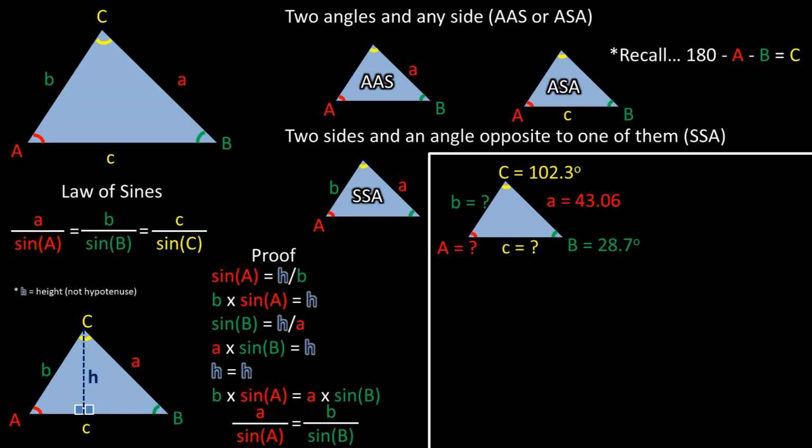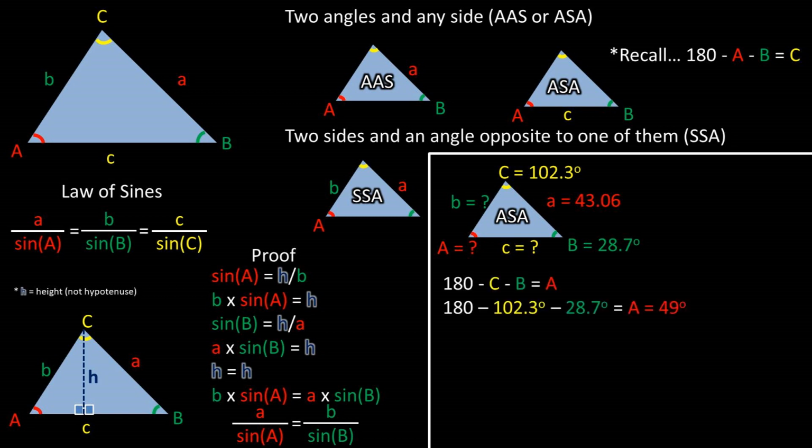Now let's do an example where we are given an angle B, which is 28.7, A length, which is 43.06, and a C angle, which is 102.3. Take a minute and pause here to try and solve the problem for yourself. So first, we must use our knowledge that this is an angle side angle triangle, so we can use the law of sines on this triangle.